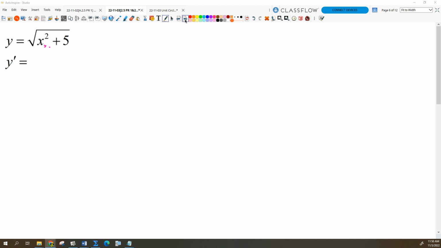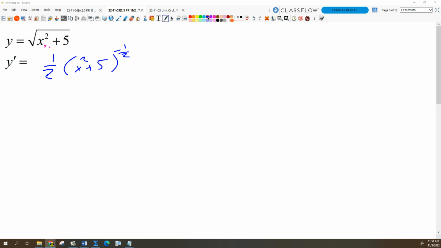Everybody get that? So the first thing we're going to do is take the derivative of the outside function without even bothering to look at what's inside. So the first link in the chain is going to be 1/2 times whatever's inside to the negative 1/2, right? Now what's inside is x squared plus 5, but we don't even have to worry about that. We're just following the rule for u, whatever is inside the function.